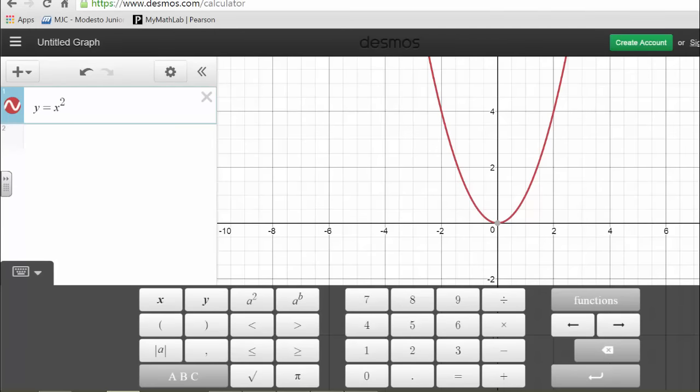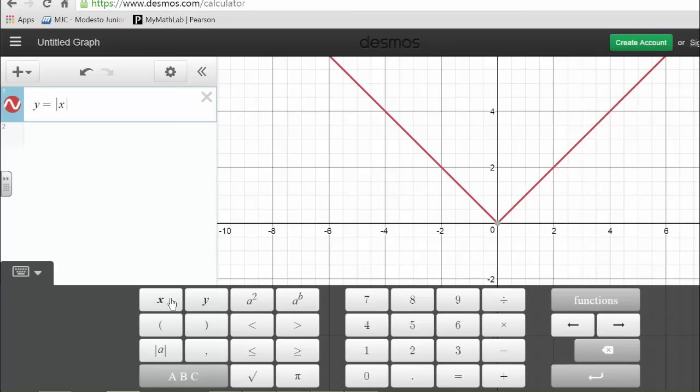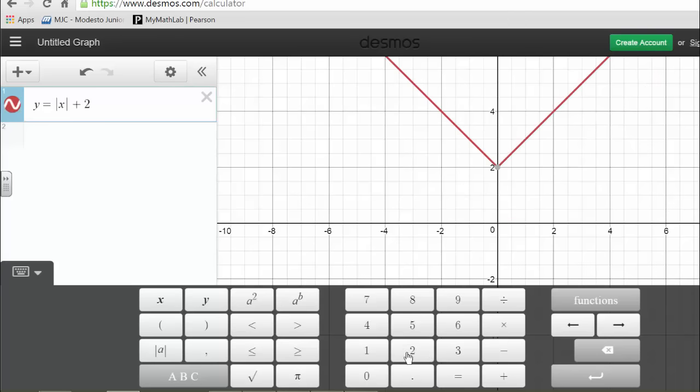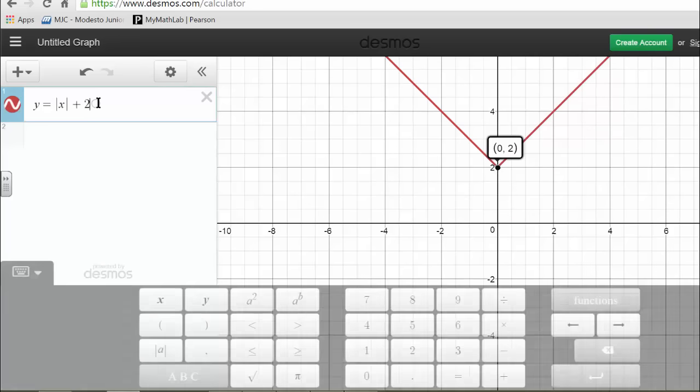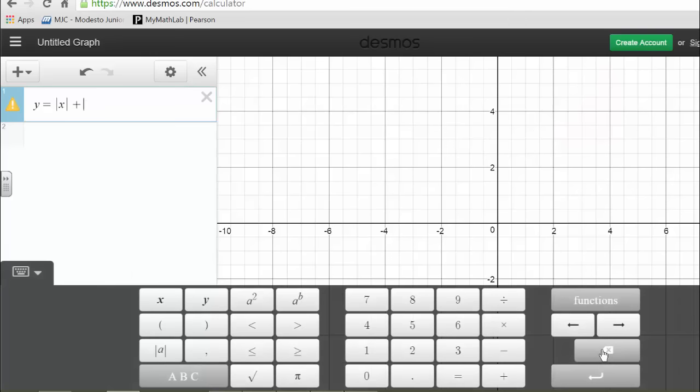And it's just www.desmos.com. Let's put in absolute value here. Let's go back and do absolute value of x. And there's our typical absolute value graph. And so now, if I come over here and I say plus 2, you see it shift up there, 0, 2. So what happens if I put minus 3?